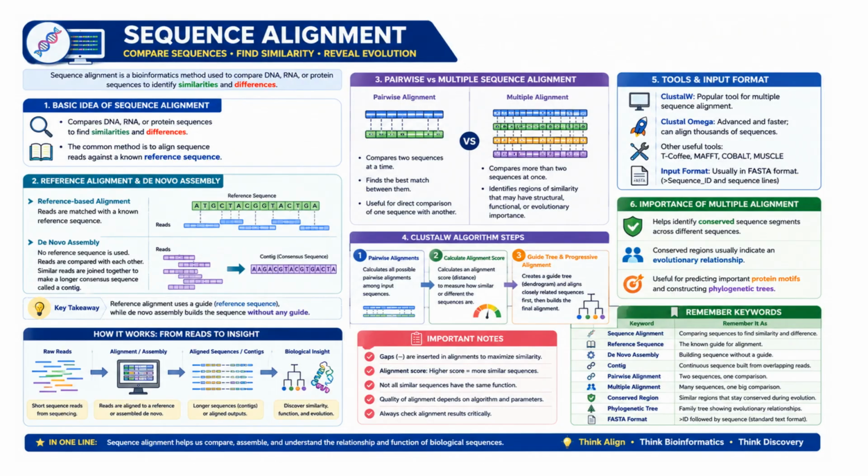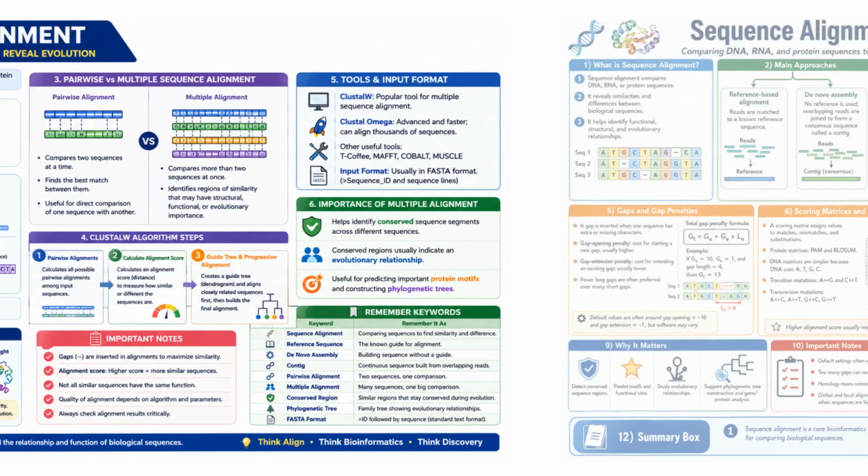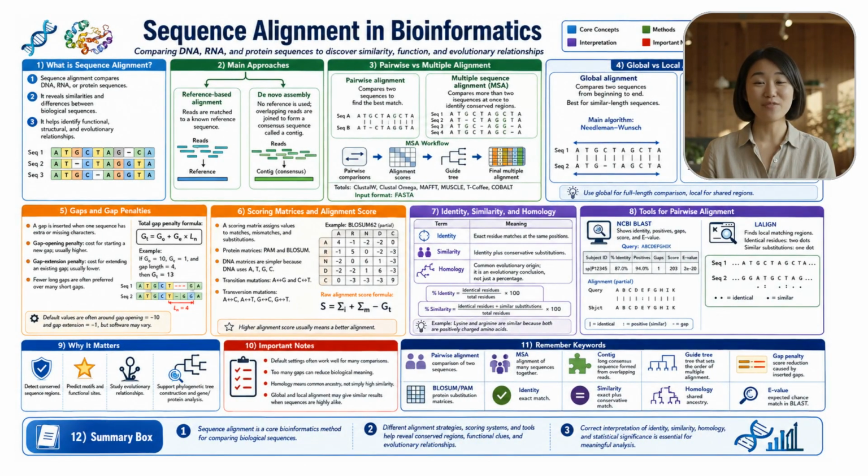Sequence alignment compares biological sequences. Key methods include pairwise and multiple sequence alignment. ClustalW and ClustalOmega are popular tools for multiple sequence alignment. Global and local alignment are used to compare sequences, with global alignment focusing on the entire length and local alignment finding the best matching regions. Gaps and gap penalties are crucial for maximizing similarity.